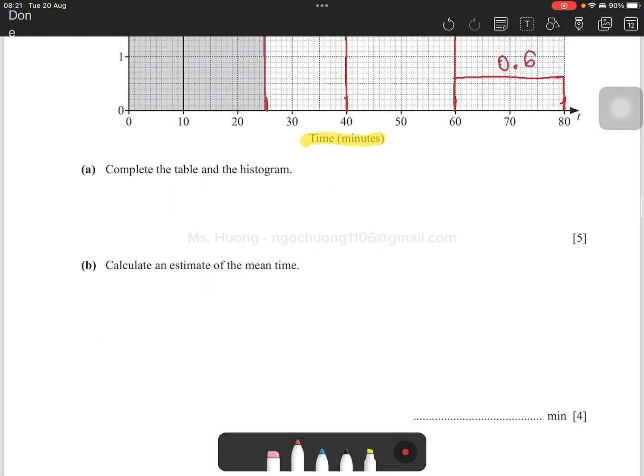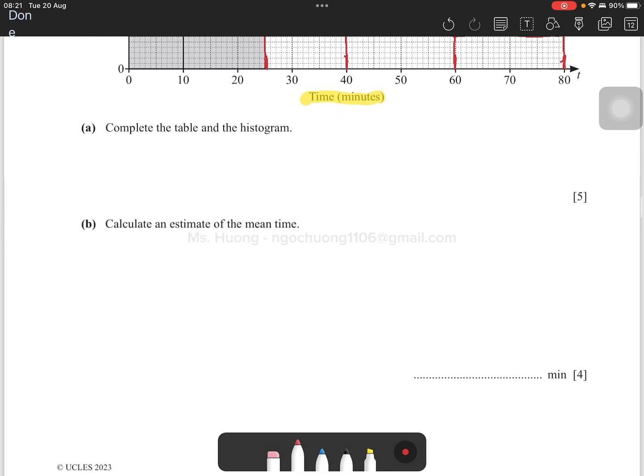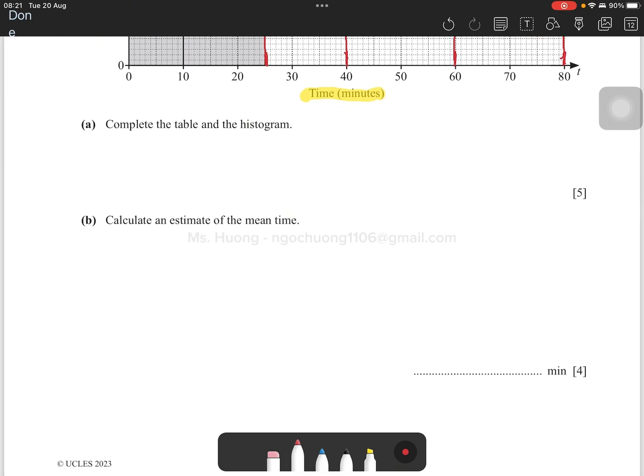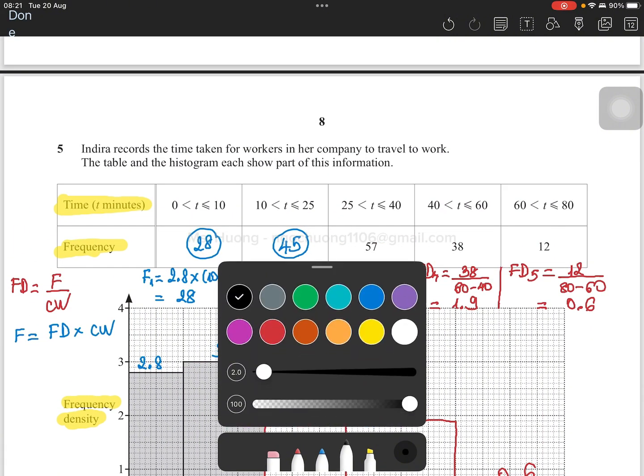A. Complete the table and the histogram. So we finished question A. B. Calculate an estimate of the mean time. To calculate the mean time, we need to find the mid-value of each interval.